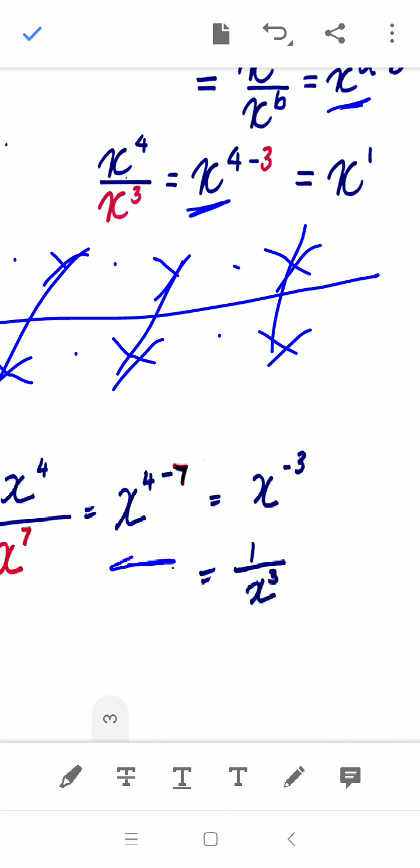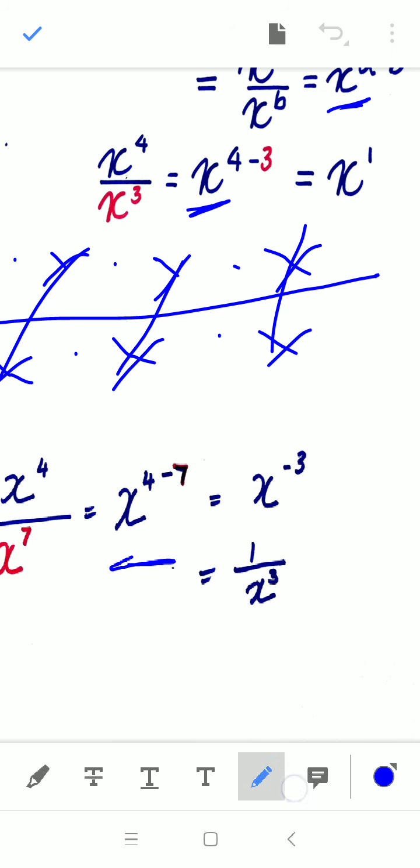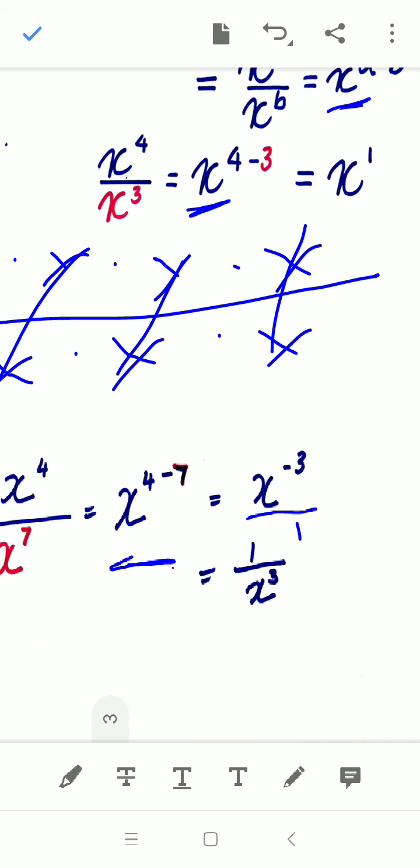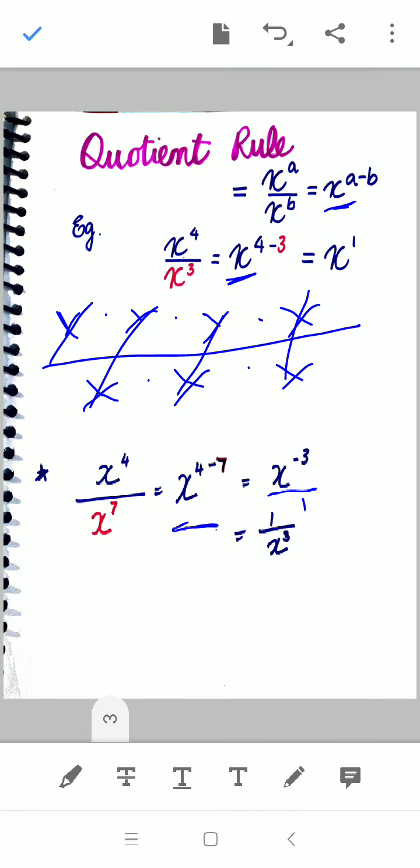Now to make it positive, we reciprocal it. 1 upon x, the hidden exponent here is what? The hidden exponent here is 1. So we reciprocal it. We make it what? 1 upon x raised to the power 3 and make the exponent as positive.